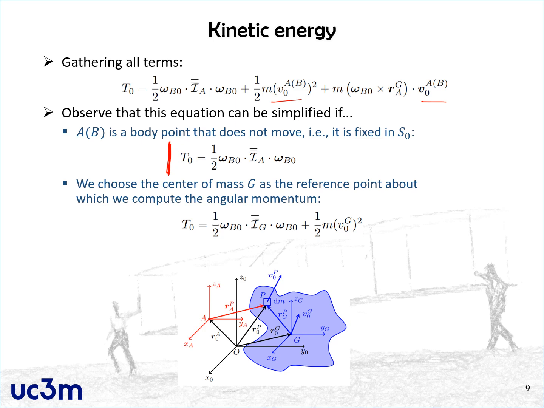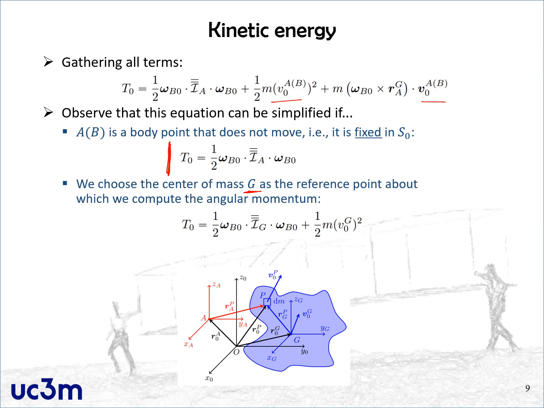The same happens with the definition of the angular momentum. If you have a fixed point in the rigid body, you can choose that point to compute your angular momentum, and clearly you will have simpler expressions. The other possibility, which is the one that we usually take when there is no fixed point on the rigid body, is to choose the center of mass as our point to expand the velocity field.